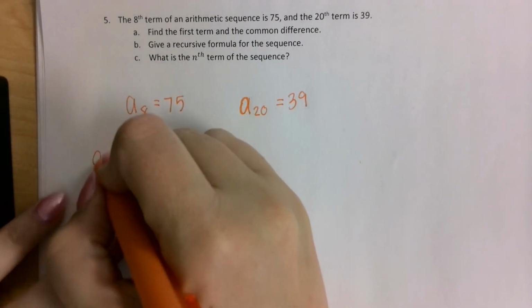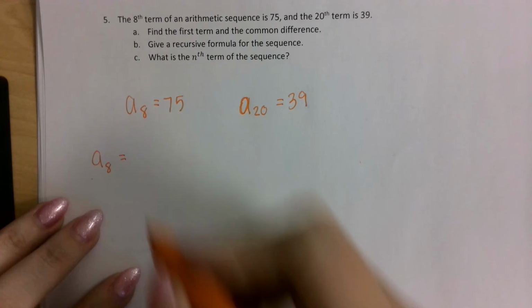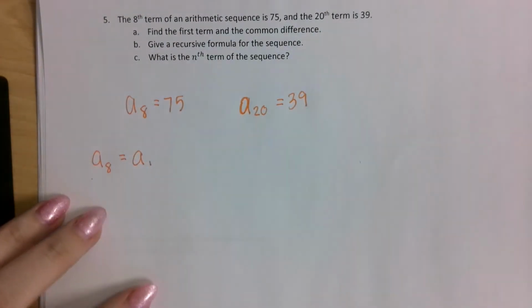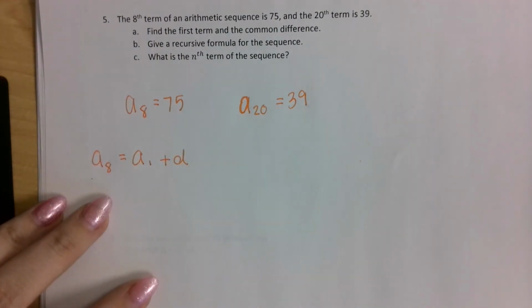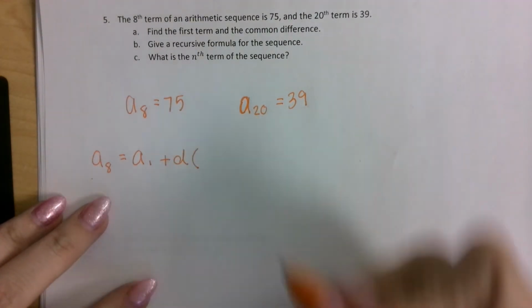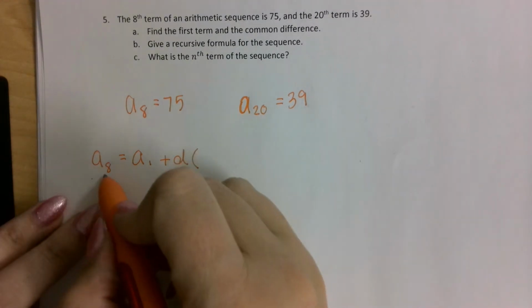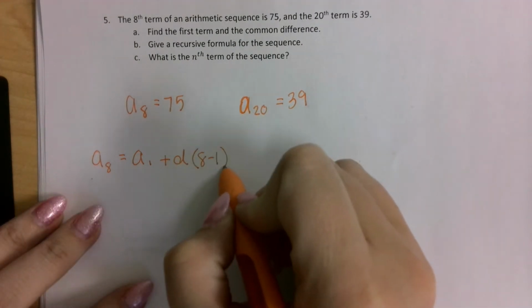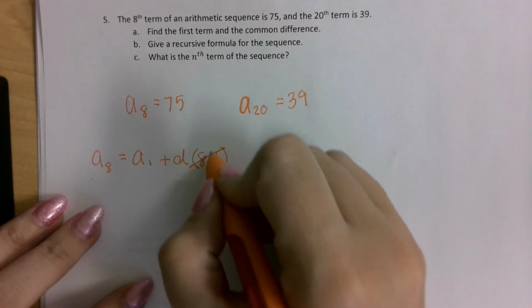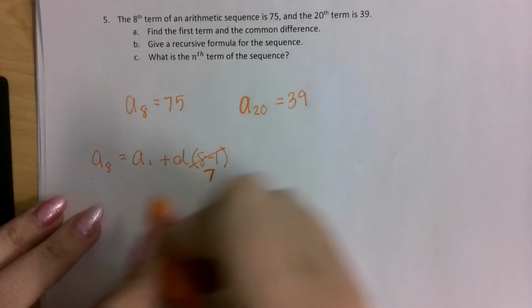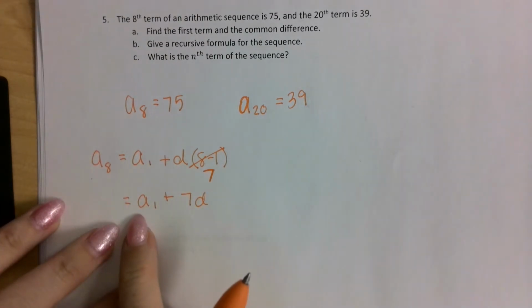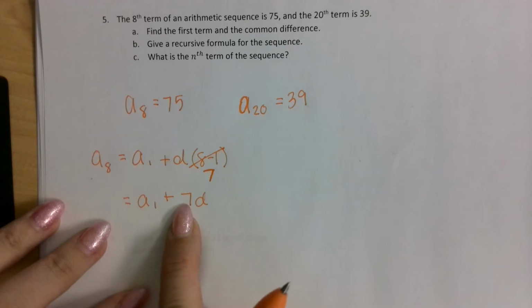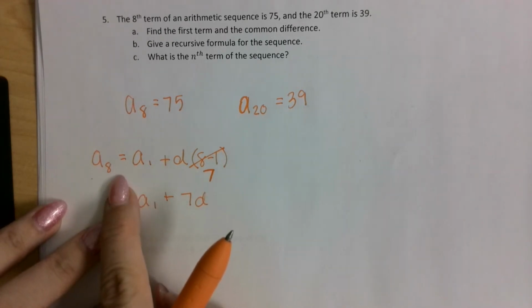So if I wanted to find the 8th term, I would take my first term, which I don't know, a sub 1, plus the common difference, which I don't know, times 8 minus 1, which is 7. So times 7. So if I want to find the 8th term, I have to take our first term and add something 7 times to go from 1 to 8.